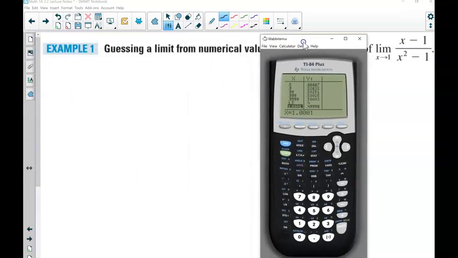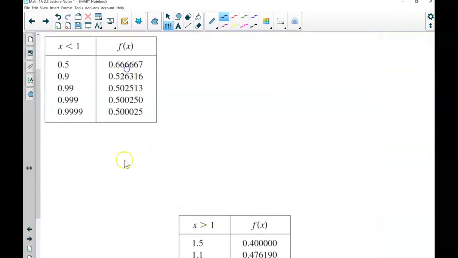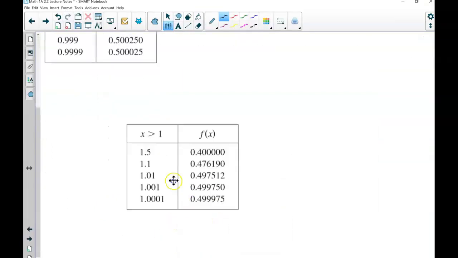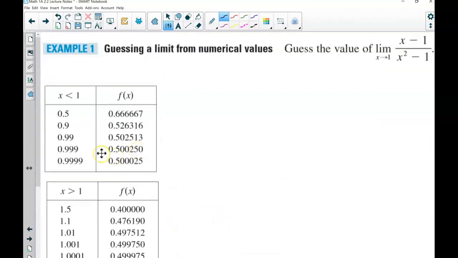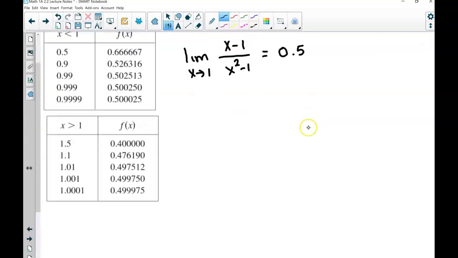So by using the values in both of these tables, we can say that the limit of this function as x approaches 1 of x minus 1 over x squared minus 1 is going to equal 0.5.